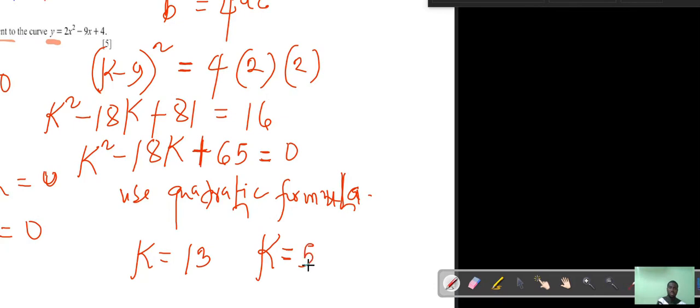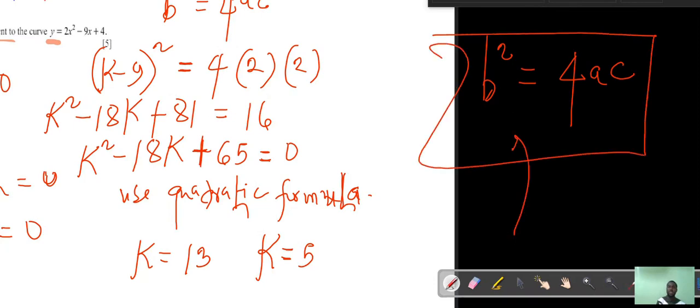Since it is equal to, we don't have any issue with testing anything. For the line to be tangent to the curve, it is equal to, and that's the only one that doesn't have an inequality. So just b squared equals 4ac. This is quite easy to solve and get an answer.